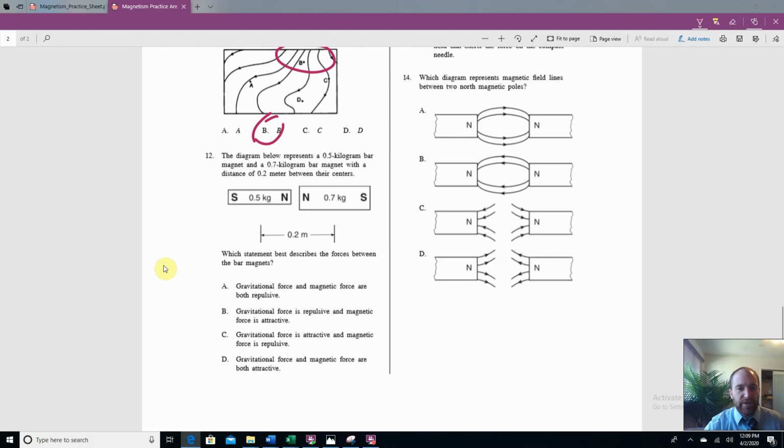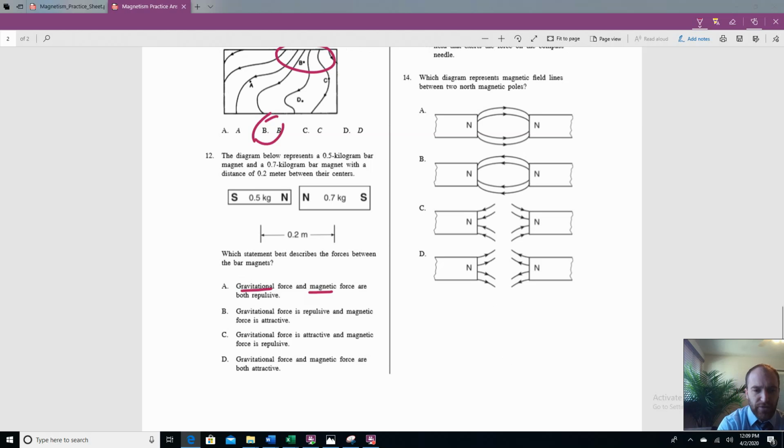The diagram below represents a 0.5 kilogram bar magnet and a 0.7 kilogram bar magnet, a distance of 0.2 meters between their centers. Which represents the forces between the magnets? It mentions gravitational and magnetic. Let's start with gravitational, because it's a little bit easier. Is gravity attractive or repulsive? Gravity is always, always, always attractive. Think about everyday life. You've never seen an object repelled from the Earth by gravity. It doesn't happen, because gravity is always attractive.